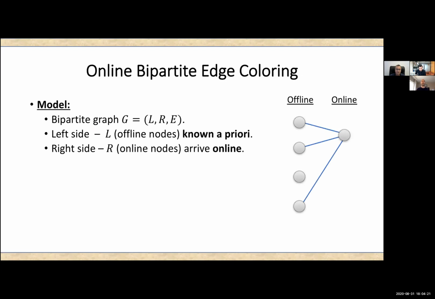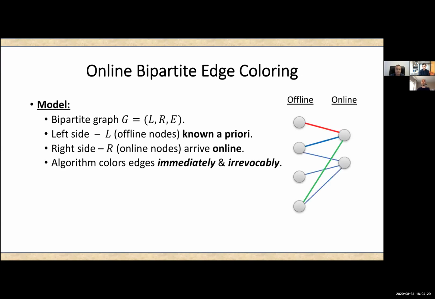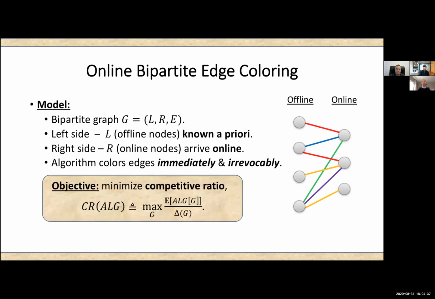Now, what an online algorithm has to do when an online node shows up is to decide immediately and irrevocably which colors to assign these edges. So we'll color it like so, another node shows up, we'll color its edges like so, and so on and so forth. And as usual with online algorithms, our measure of success here will be the competitive ratio, which is nothing but the worst case ratio, over all graphs and arrival orders, of the number of colors used by the algorithm to the hindsight optimal, which in our case for bipartite graphs is just the maximum degree.